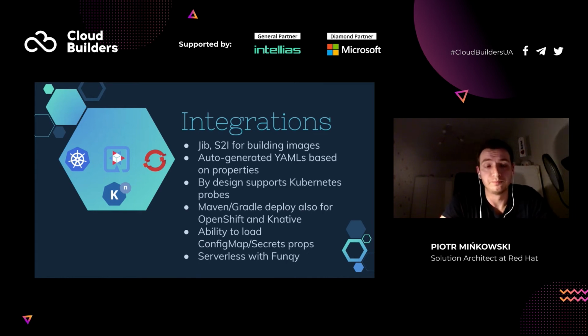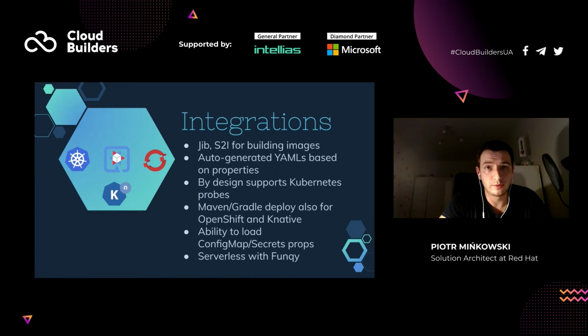So after creating such a manifest, you can automatically deploy your Quarkus application on Kubernetes or OpenShift on the cluster using a single Maven command. And by design, Quarkus exposes the health checks dedicated to the liveness and readiness probes, so typically set for deployment on Kubernetes.